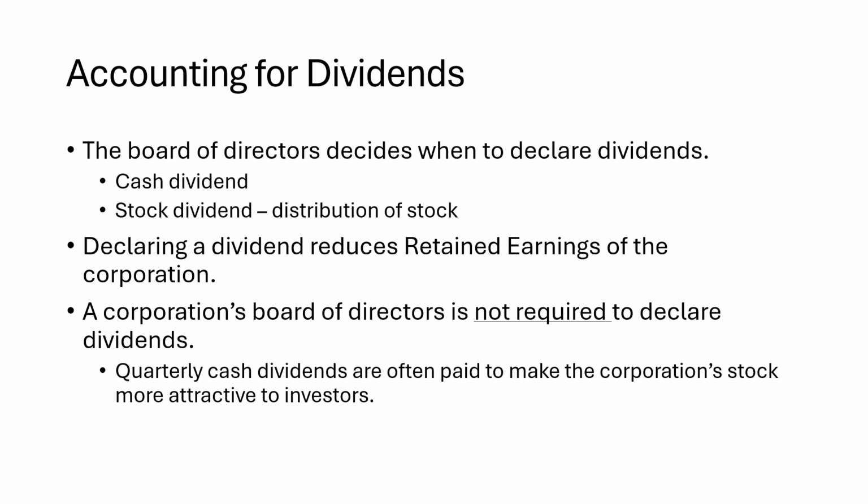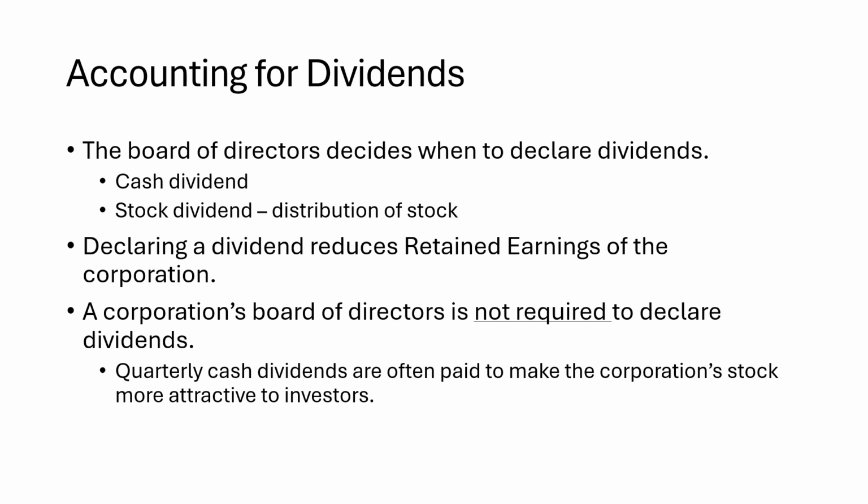There are a couple of different types of dividends, major categories of dividends. Those are cash dividends, which are dividends paid in cash, or stock dividends, which are distributions of additional shares of stock to the stockholders.